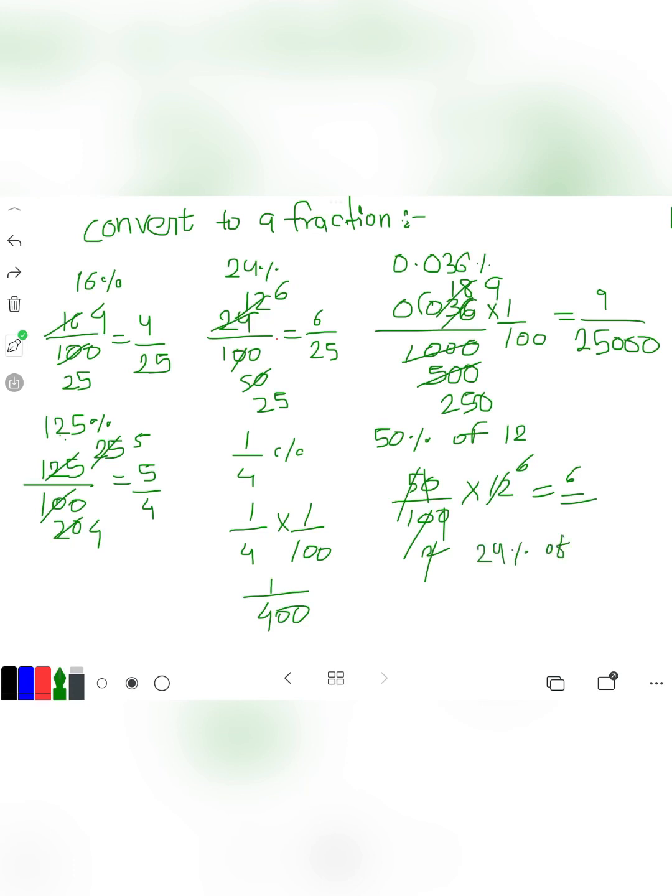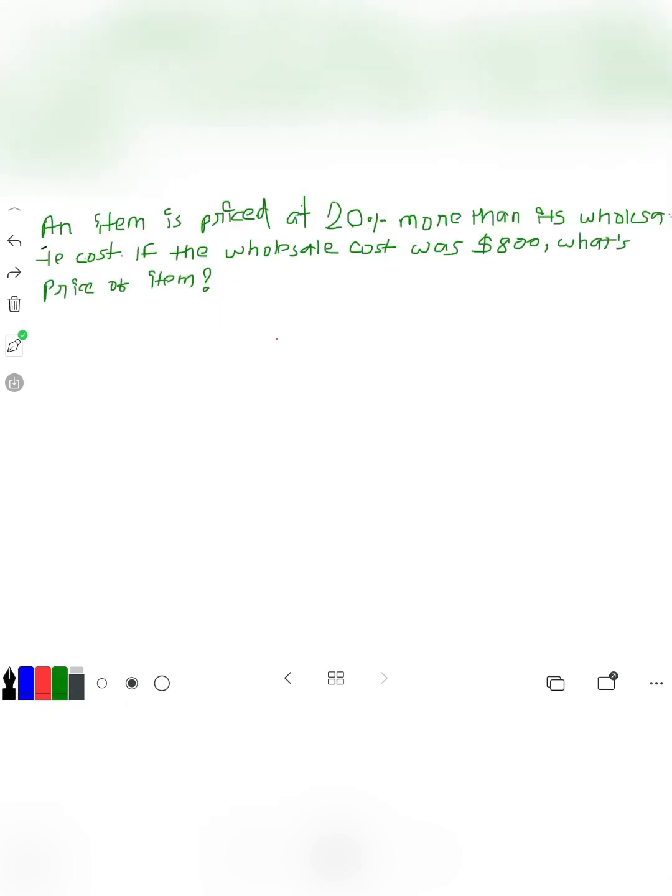Now 24% of 2. 24 upon 100 into 2. Just understand the depth of the question, and you will find out the way how to solve, right? Just understand the depth of the question and the language of the question. Okay, now we got the answer as 12/25, right? So by dividing 12/25, we get 0.48 as the answer.